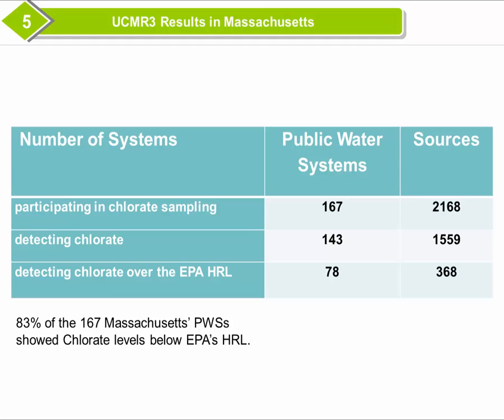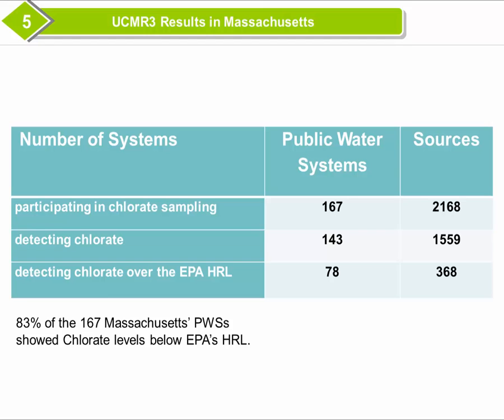The UCMR3 results in Massachusetts. From 2013 to 2015, 167 public water suppliers participated in the chlorate UCMR3 sampling, including 2,168 Massachusetts sources. The results show that 143 systems detected chlorate, but only 78 detected chlorate over the EPA's health reference level.